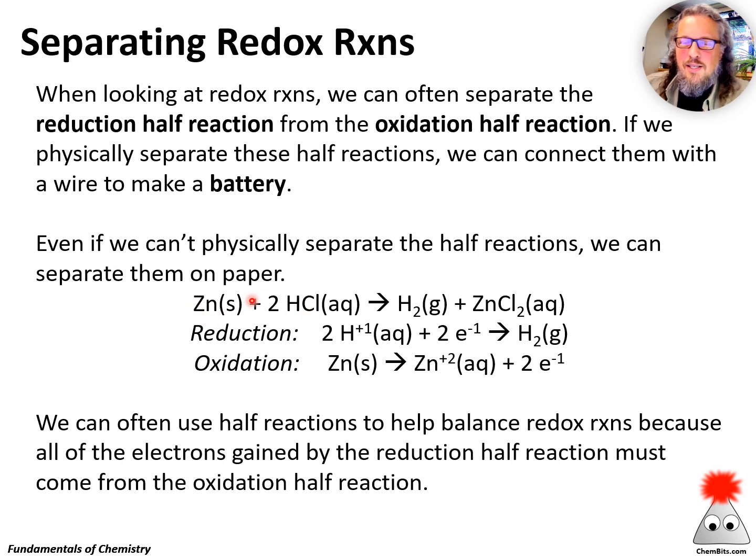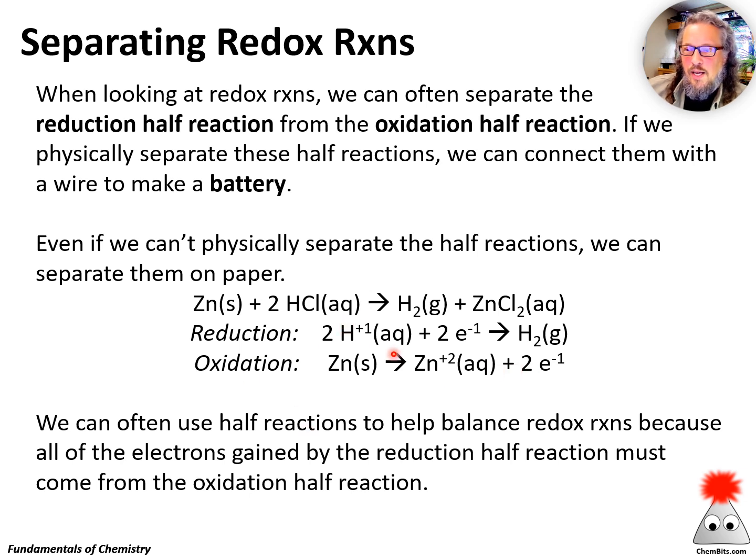So here's that single displacement, zinc and HCl forming hydrogen and zinc chloride. The reduction that's going on here is I've got two H pluses, right? So this is H plus reacting with two electrons. This is reduction. We're gaining electrons to form hydrogen, a neutral uncombined element. The oxidation here is zinc, a neutral uncombined element, reacting to form zinc plus 2 ions and liberating 2 electrons.